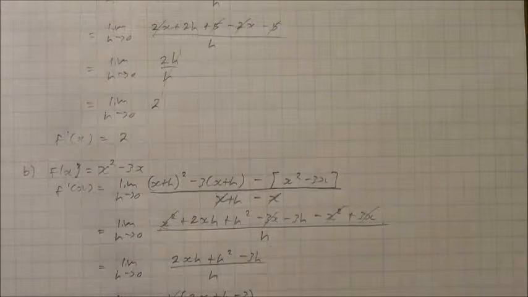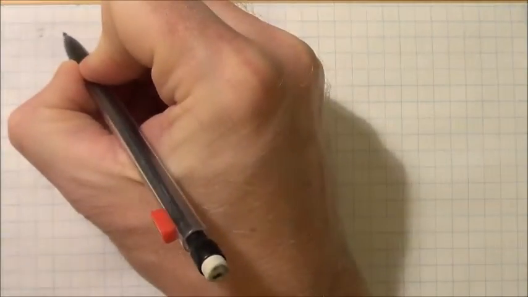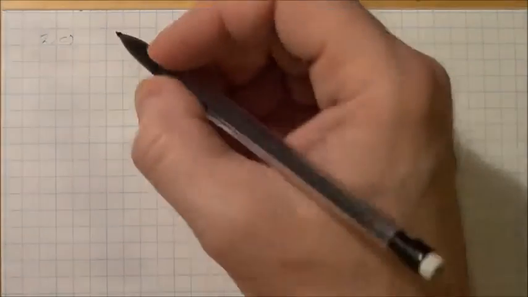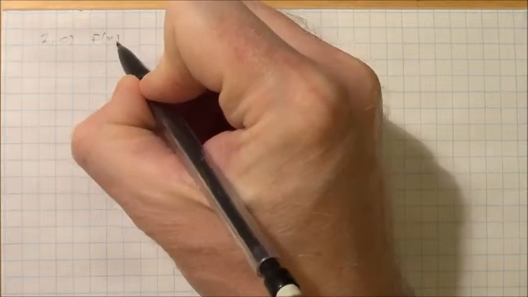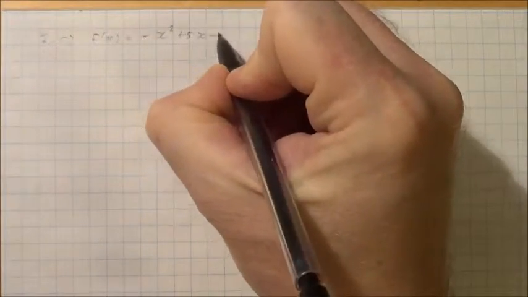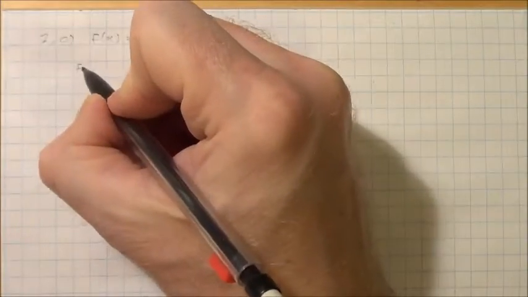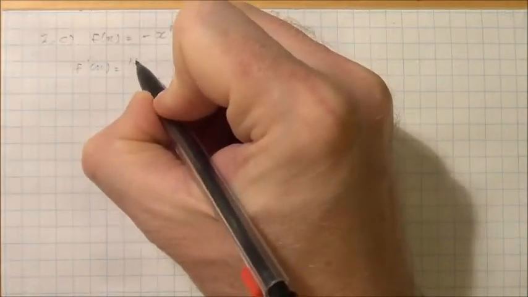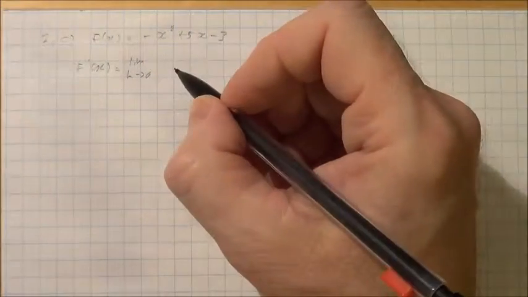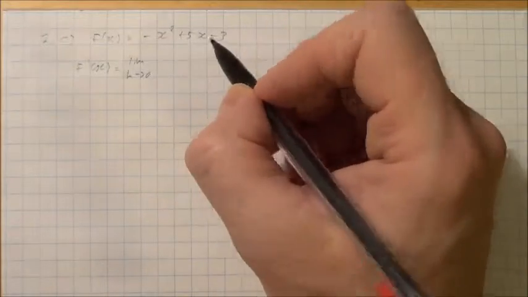And now we'll just proceed on to part C. And question 2c, the function is a little bit more complicated still. Negative x squared plus 5x minus 3. F prime of x is the limit again, and now I'll just substitute x plus h in for the x's here.